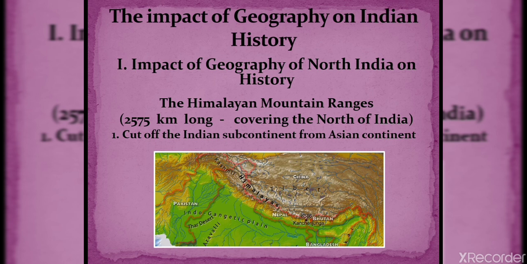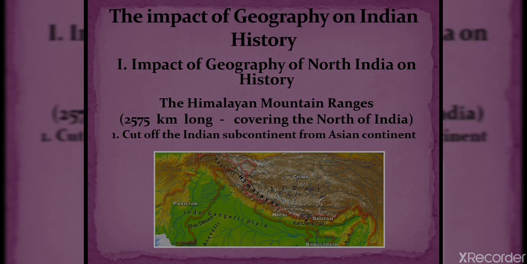See the given map. Number 1, in the north, India has the Himalayan mountain ranges. It stretches for over 2575 km from west to east in the north of India. These Himalayan mountain ranges cut off the Indian subcontinent from the rest of Asia. Children, what is the Indian subcontinent? It is a term used to describe the areas of our neighboring countries like Pakistan, Bhutan, Nepal, Bangladesh, etc.